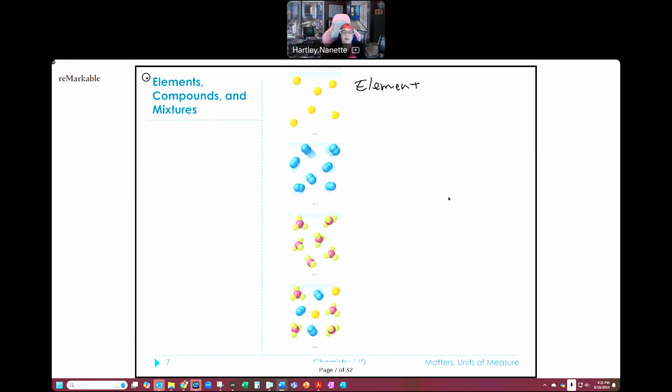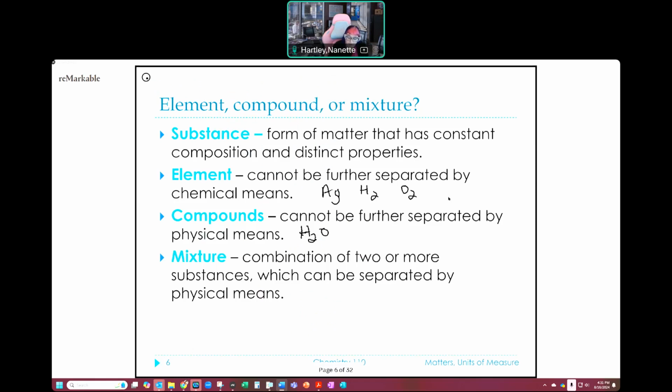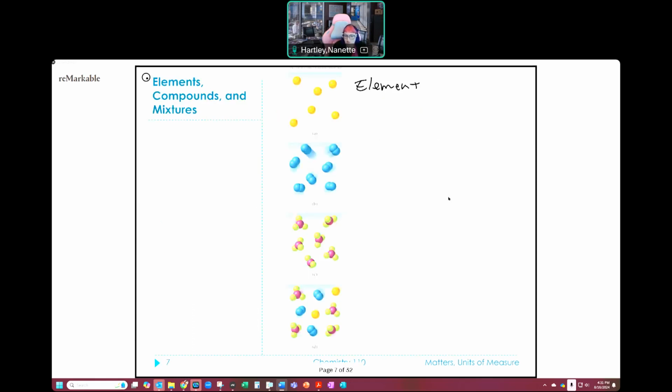Okay. Now, when I look at this one, I might initially look at this and say, well, it could be an element, it could be a compound, because it could be two things that are held together. But what I notice when I'm looking at this is that they're all the same color. And if they're all the same color, that means that they're the same thing. Now, why one is this way and one is this way, that we'll talk about later. But this is still an element.